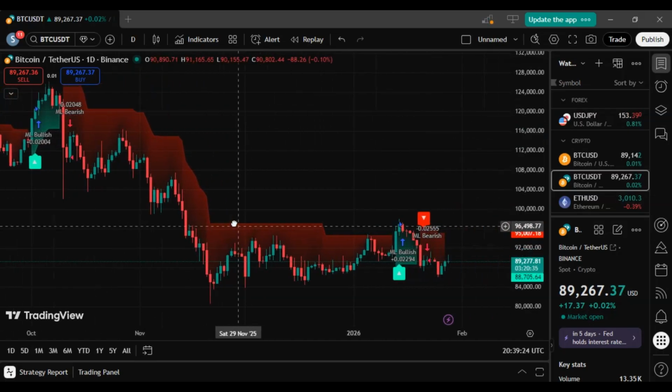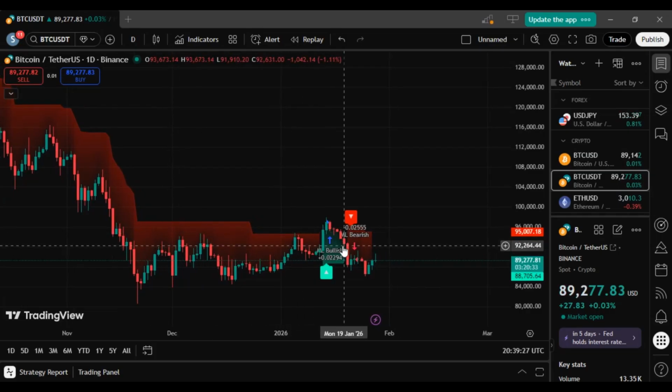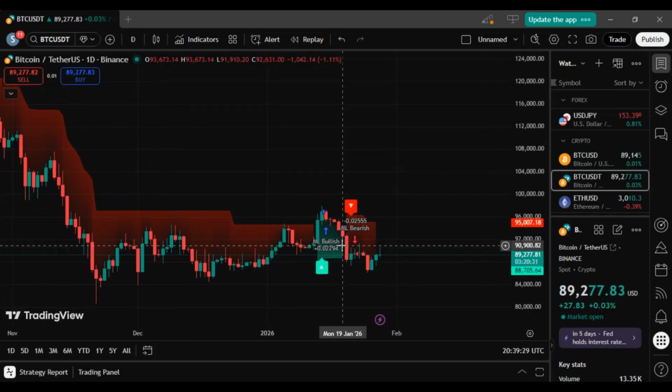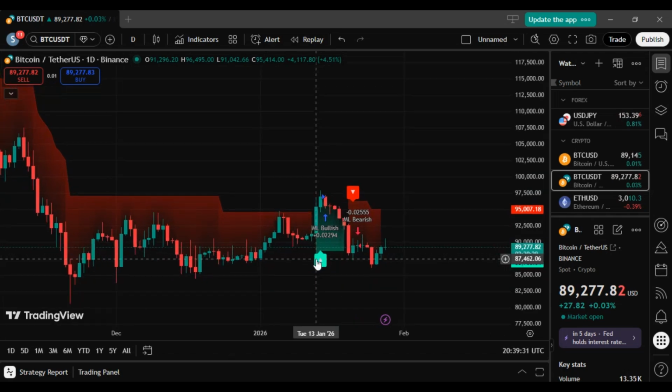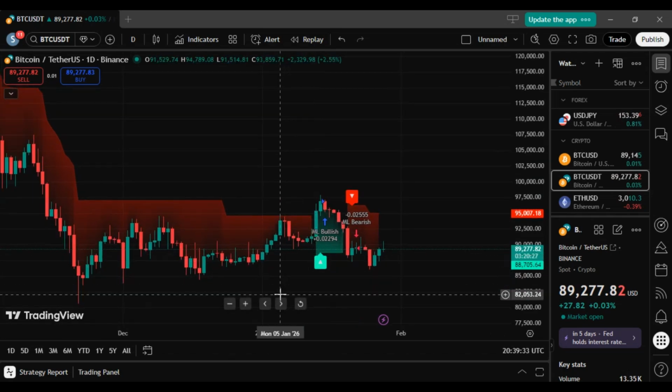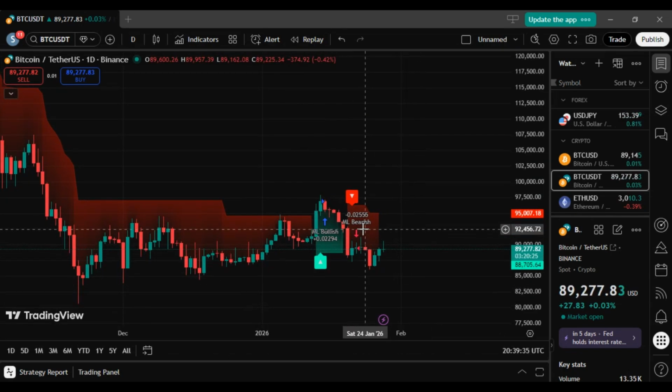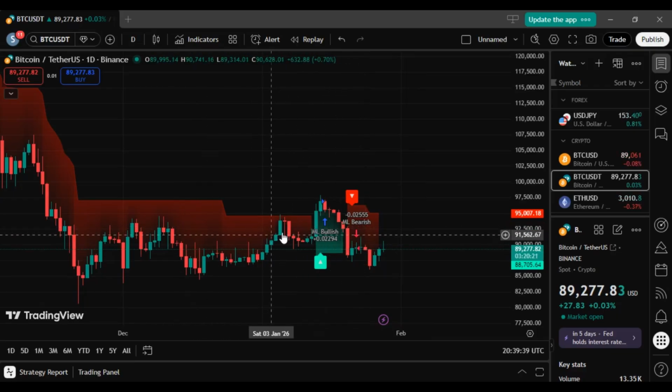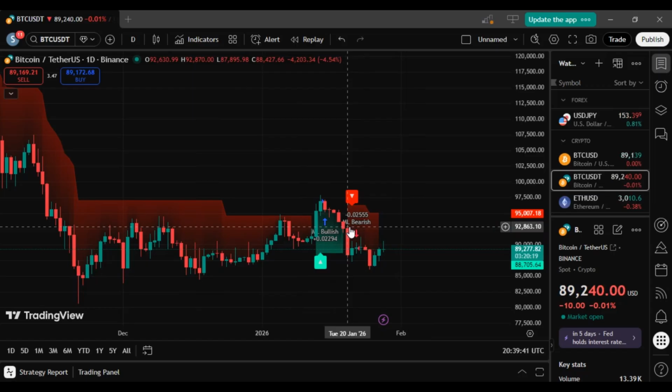Its main job is to help traders stay on the right side of the trend and avoid trading against strong momentum. In upcoming videos, we'll break this indicator down in detail: how it adapts, how to avoid false signals, and how to combine it with other AI indicators. For now, just remember, this indicator shows the current market trend.